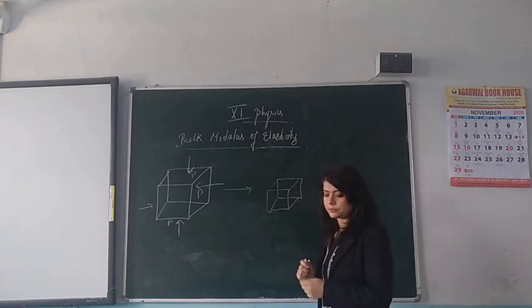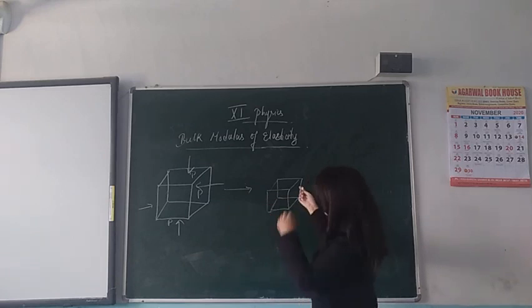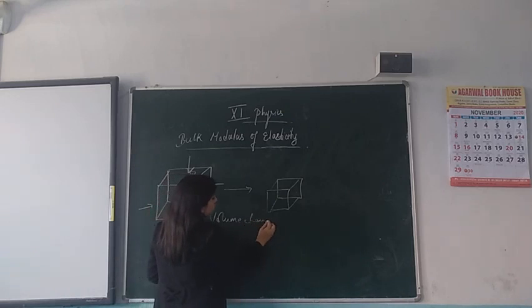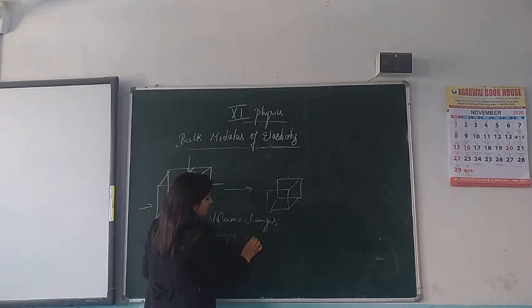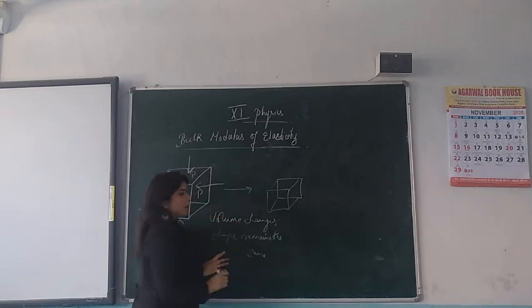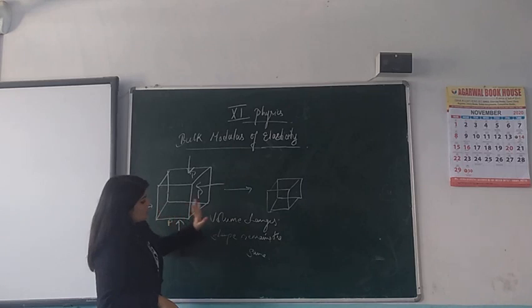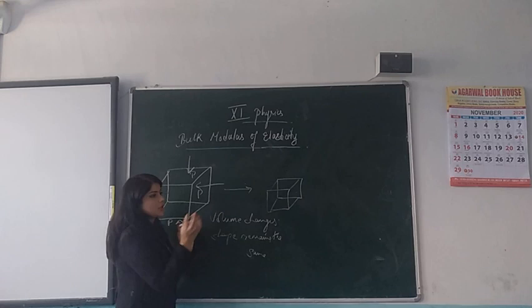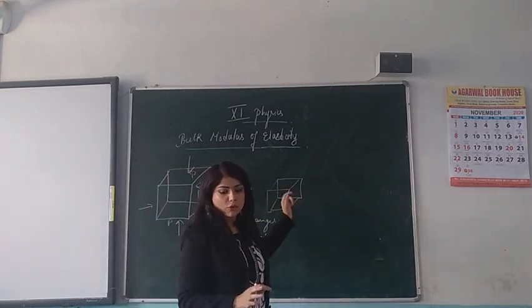The shape remains the same, the size will change. Over here, what has changed is the volume. So, in the bulk modulus of rigidity or elasticity, the volume changes, but the shape of the object remains the same, because we are applying equal pressure on all the sides. That is why the shape is still remaining the same while the volume is changing.